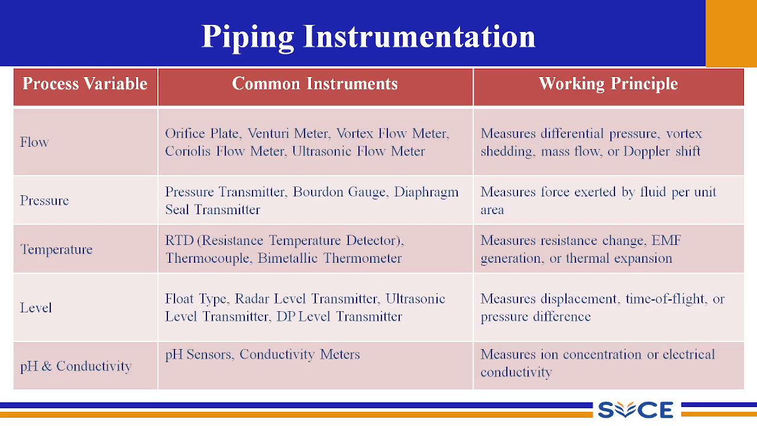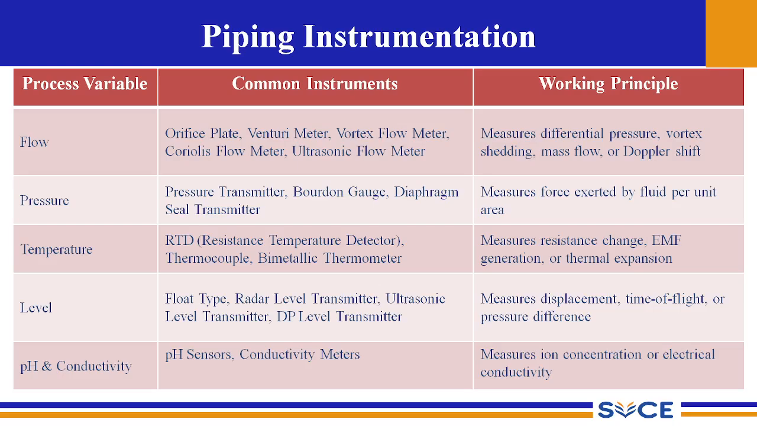So time of flight is nothing but when the level is getting changed, the ultrasonic level transmitter and the radar level transmitter will send out some signals. So those signals will be deflected when the level is changing. By measuring the deflection, we will be able to correlate the level. So that is the working principle in the case of time of flight. Or we can measure the pressure difference. So that is the DP level transmitter or the differential pressure level transmitter.